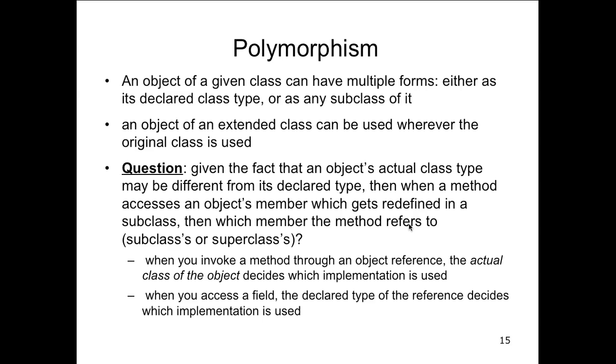So, polymorphism, polymorphic behavior. An object of a given class can have multiple forms, either as its declared class type or as other subclasses of it. So here's yet another definition of polymorphic behavior. When an employee turns into a person and then turns into an object, what are they doing? They're morphing, changing, transforming, but they really are the same person anyway. They just have multiple personalities and are switching. The employee is going back to be a person, going back to be an object.